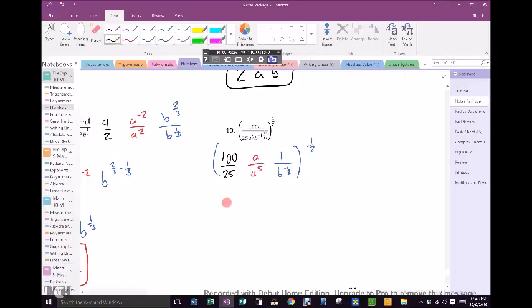What's 100 divided by 25? 4. What's a to the 1 minus 5? A to the negative 4, yes? And what's nothing here? Where does this negative 1/2 have to go? Is that allowed? No. Where does he have to go? He's already in the denominator, so where does he go? Up to the numerator, and what happens to his exponent? Becomes positive. Is everybody cool to there? Okay. Now, what is that whole thing? It's all to the 1/2, yes? Where does that 1/2 go?